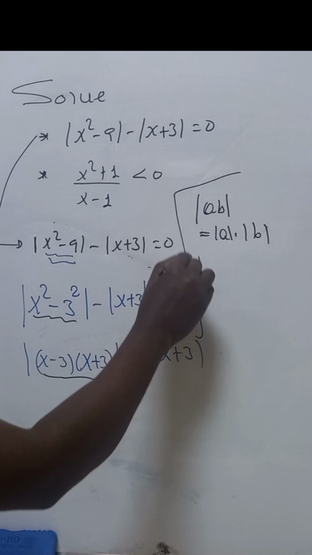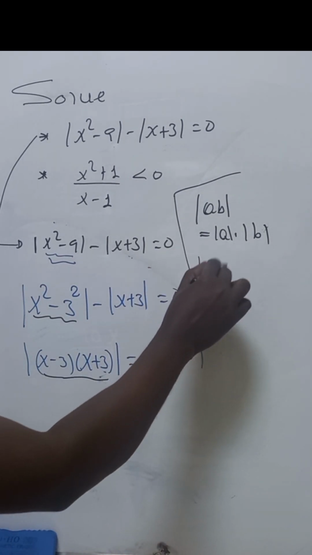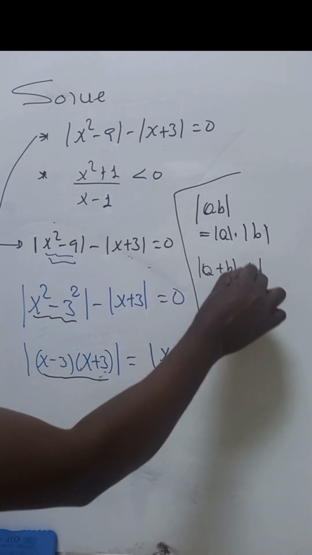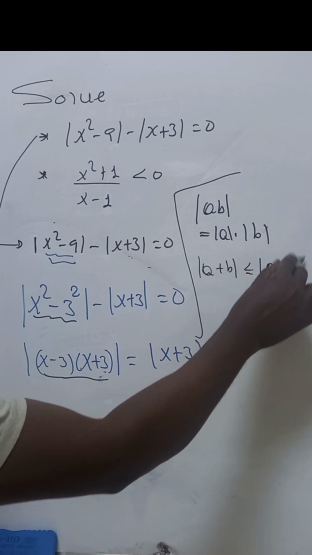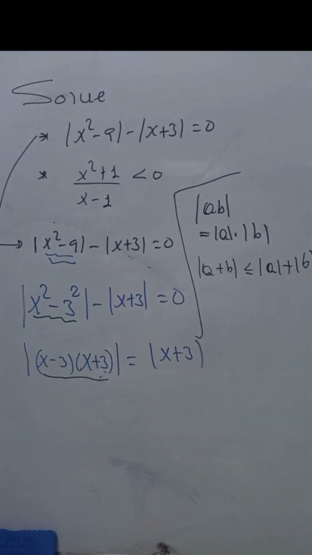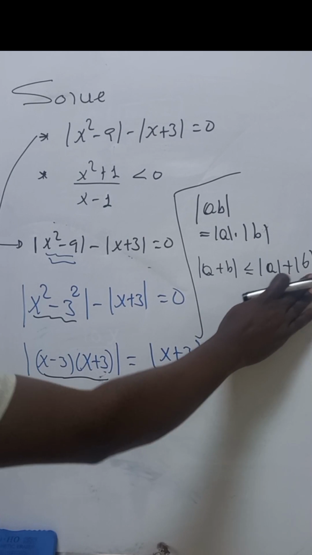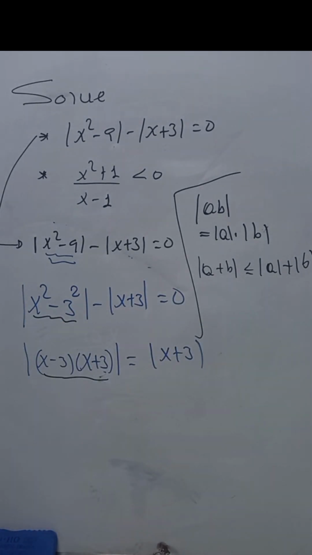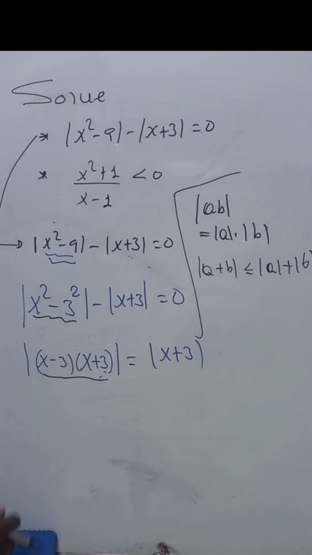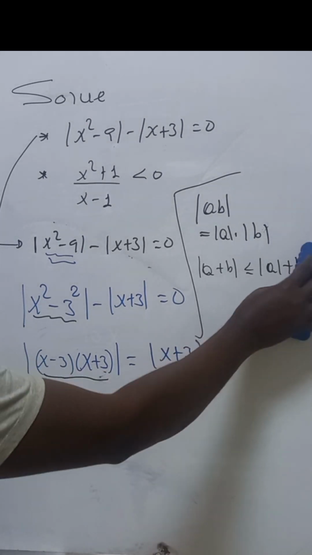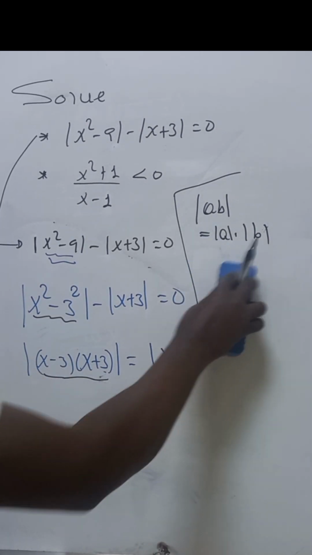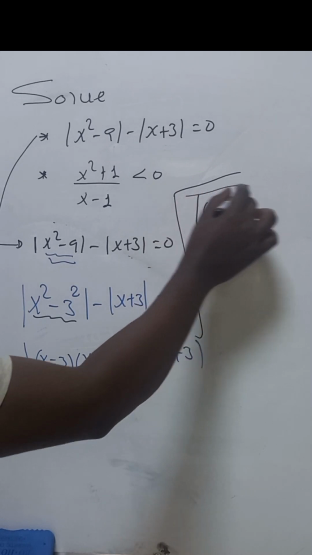For example, the modulus of a plus b is less than or equal to the modulus of a plus the modulus of b. This is the triangle inequality, an absolute value or modulus inequality. We call it triangular, but this is not important. There are some others also, but the very important point here is this one.